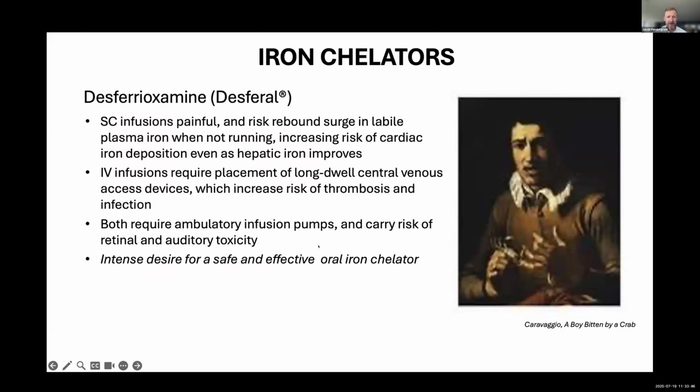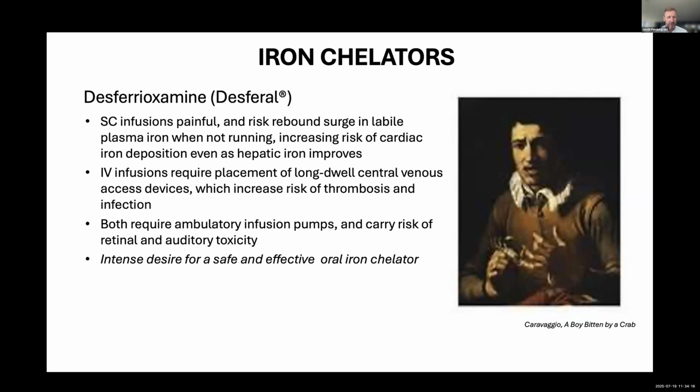But again, it is not a fun drug to take. You have to either give it by continuous subcutaneous infusions or a 24-hour IV infusion, which requires having a special central line placed, which itself can have complications of blood clots. The desferal itself can cause toxicity if you give too much of it. It can cause loss of night vision or color vision or even blindness. It can cause hearing loss.